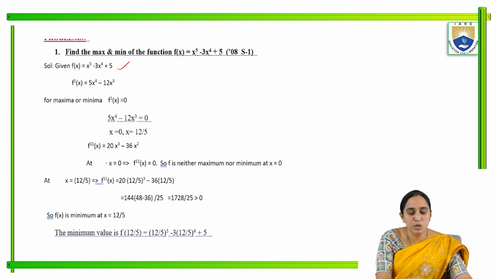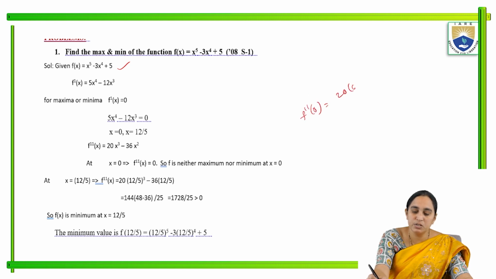Now we have to substitute these two values in f''(x). At x = 0, what about f''(x)? f''(0) is equal to what? 20 into 0 cubed minus 36 into 0 squared. This is 0.